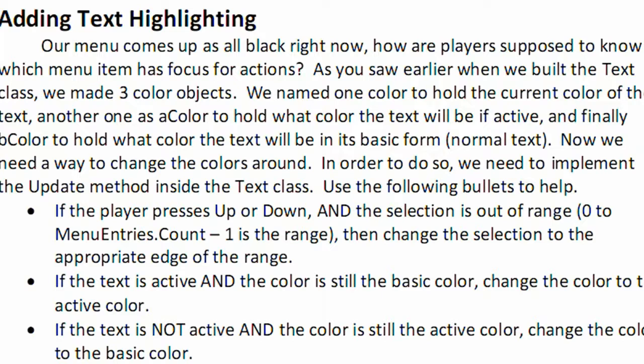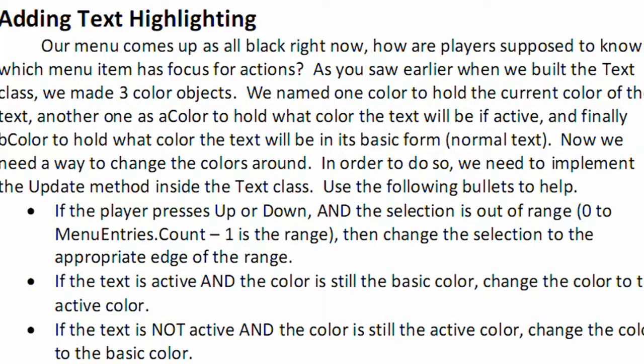So as you saw earlier, we built a text class, and when we built that class, we made 3 objects of color. And then we named one color to hold the current color of the text, the active color. Another one to hold the S color, which is the selected color, which we set to yellow. And another one is B color, which is the basic color, which we set to black. Now we need a way to change these colors around.